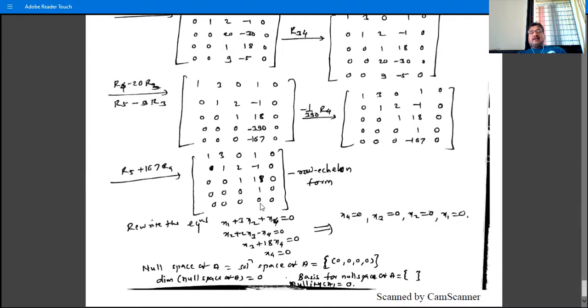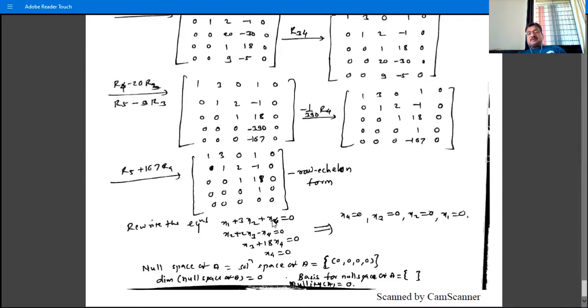So, now rewrite the equations. What do we have? The first equation, x1 plus 3x2 plus x4 is equal to 0. Then x2 plus 2x3 minus x4 is equal to 0. The third equation, x3 plus 18x4 is equal to 0. And the last equation, x4 is equal to 0. So if we substitute x4 equal to 0 in the above equation, then we have x3 is 0. And if we substitute x3 and x4 as 0 in the above equation, we have x2 is equal to 0. And if we substitute x2 and x4 as 0, then we have x1 is 0.